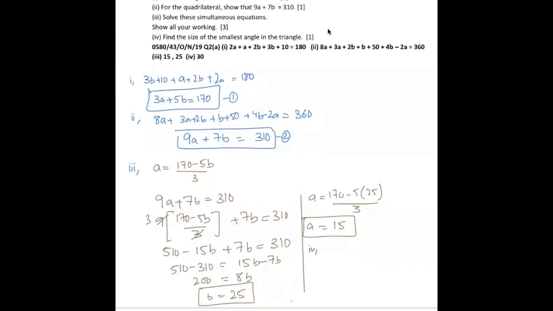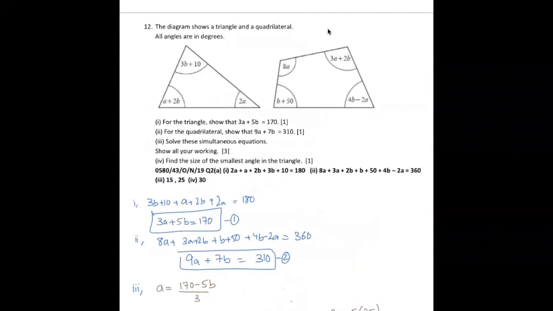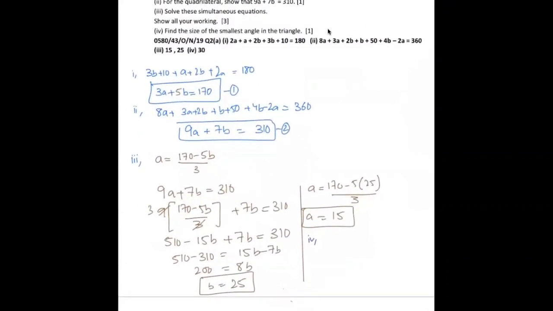The fourth part says, find the size of the smallest angle in the triangle. Which angle is going to be the smallest angle? If A is 15 and B is 25, then the smallest angle is this, right? So the smallest angle is equal to 2A. That's going to be 2 times 15, that is 30.